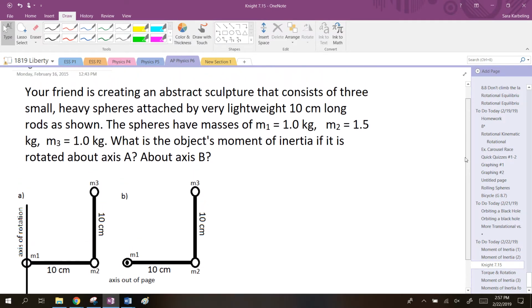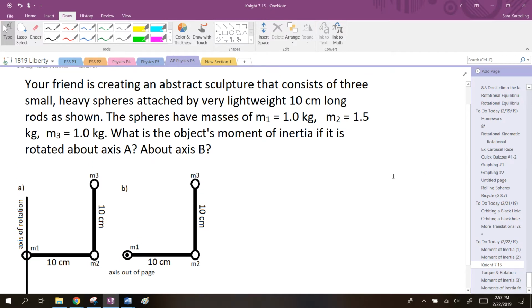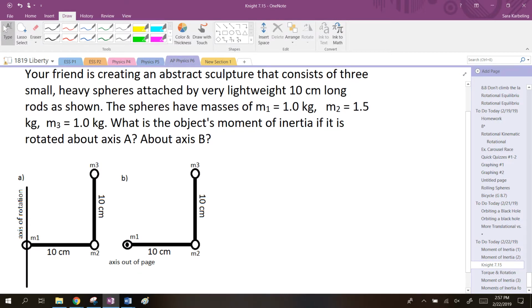All right, here's the situation. Abstract art. I don't know if any of you are abstract artists, or if you know people that are. Your friend is creating an abstract sculpture that consists of 3 small heavy spheres that are attached by lightweight 10 centimeter long rods as shown. The spheres have masses of 1, 1.5, and 1 kilograms respectively. It asks, what is the moment of inertia if this object is rotated about this axis of rotation? This axis of rotation where we're going around this way.